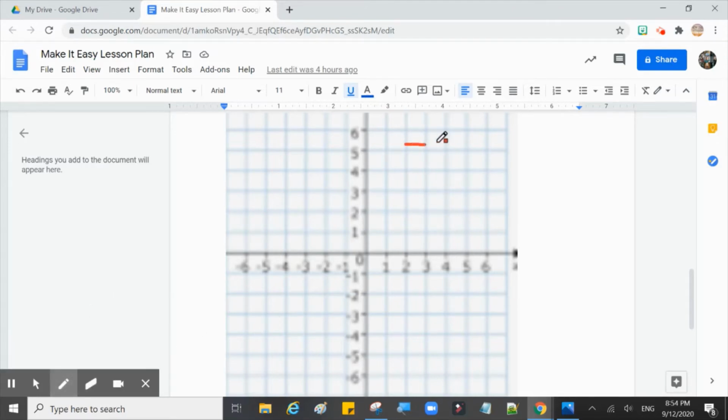So remember, this always has to be in Roman numerals. When you're writing the quadrants, it's always got to be in Roman numerals. So this is quadrant 1. This one is quadrant 2.